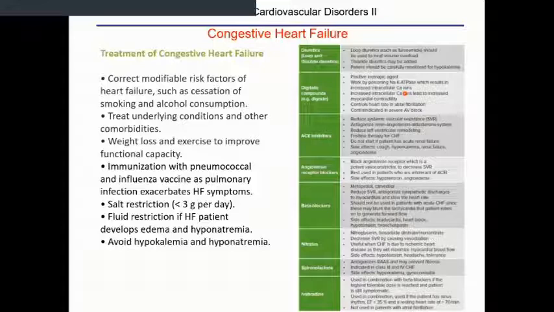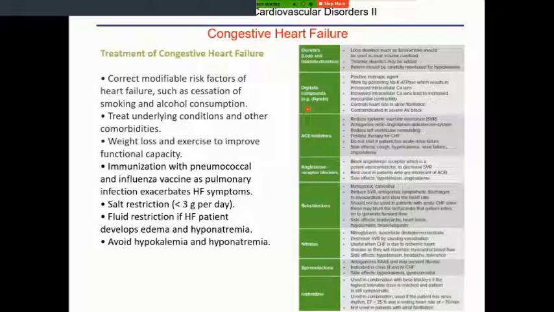You could also have salt restriction, less than 3 grams per day, and also fluid restriction if heart patients develop edema and hyponatremia, and also to avoid electrolyte imbalance, particularly hypokalemia and hyponatremia. So on the right side of your slide, you have pharmacologic interventions, particularly the use of your loop and thiazide diuretics to, of course, lessen volume overload in the heart failure patients.